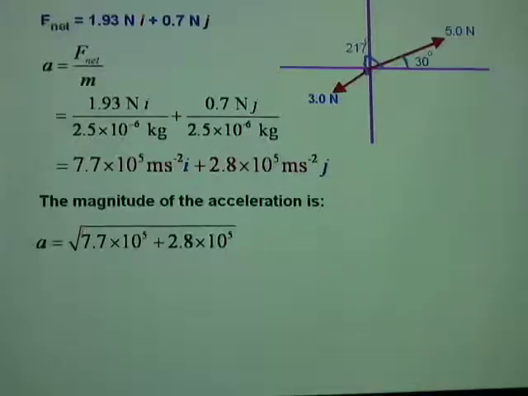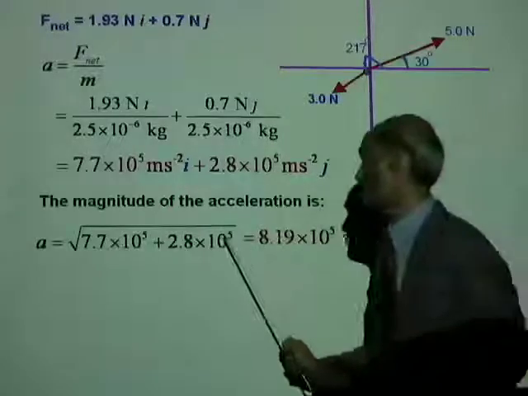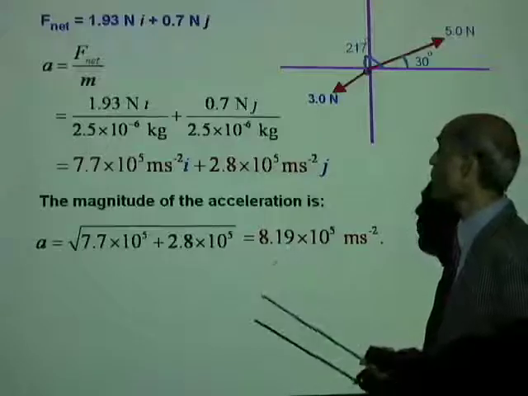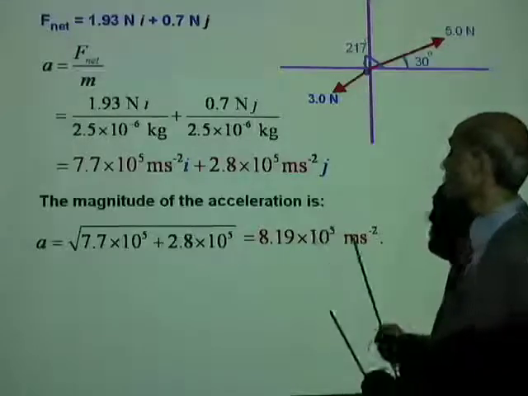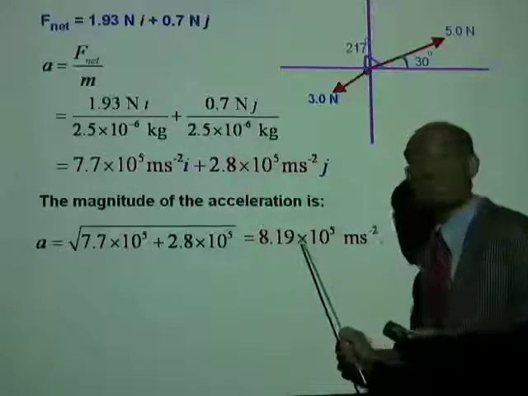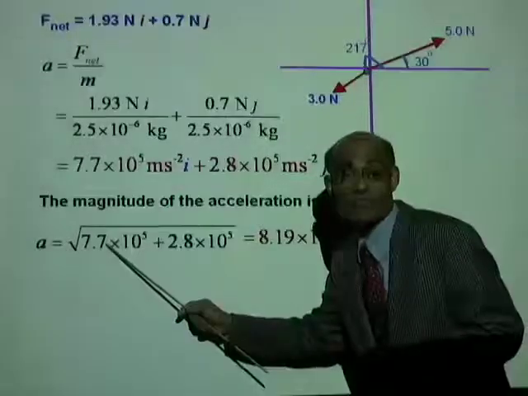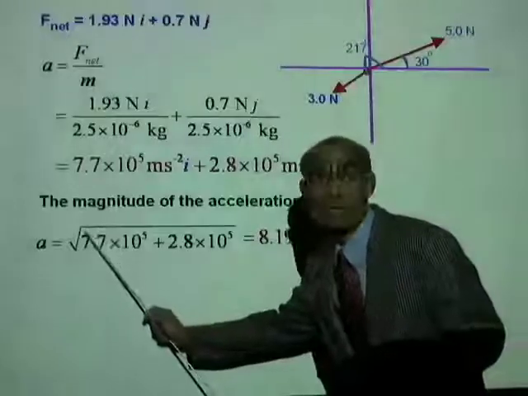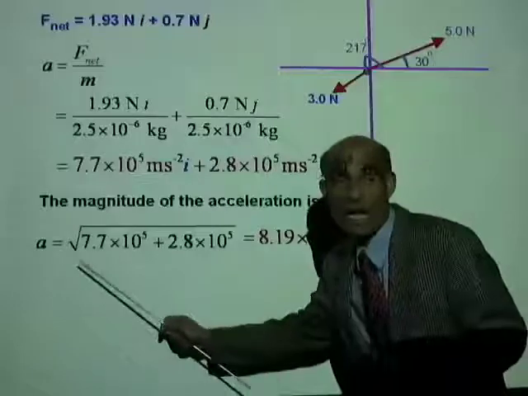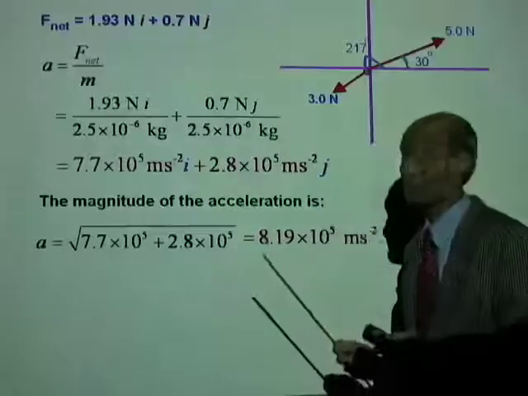I'm going to leave it for you to calculate. Well, I have got a value here, and that is 8.19 times 10 to the 5 meter per second squared. That is the magnitude of the acceleration. Please check if I got that right. Make sure that you square each quantity before adding and then take the square root.